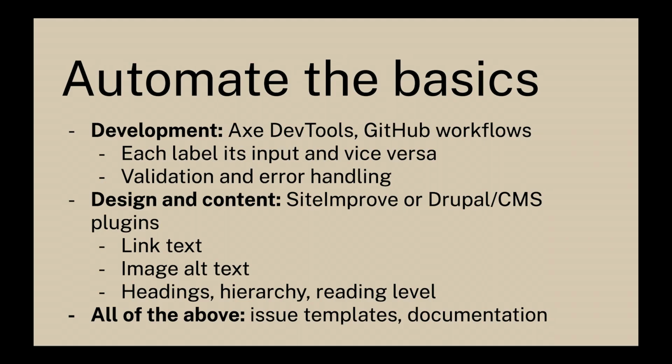There are ways to automate the basics, and some of y'all are probably already doing this. We've got Axe DevTools in the browser. Whether you pay for it or not, it's a great tool. You may have GitHub workflows that are checking code, maybe checking for programmatic associations, making sure that labels and inputs are associated with each other, for example, doing validation and error handling, just ensuring that the code itself is offering some accessibility features.